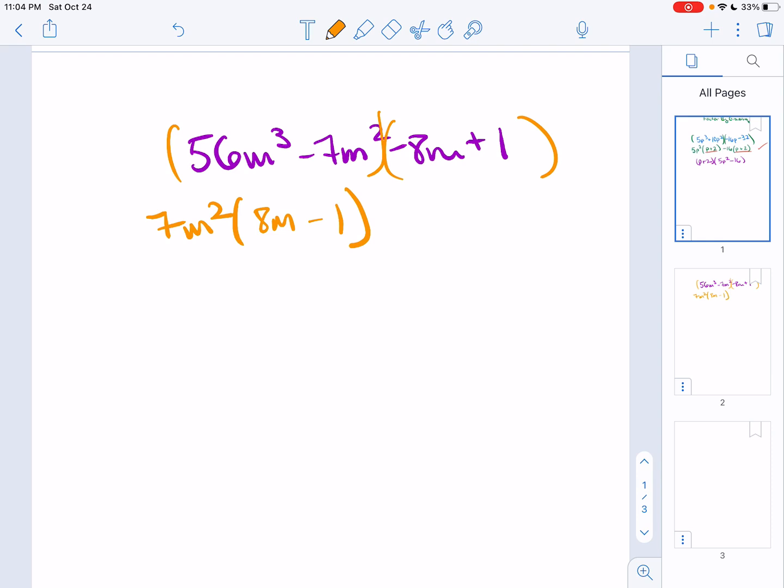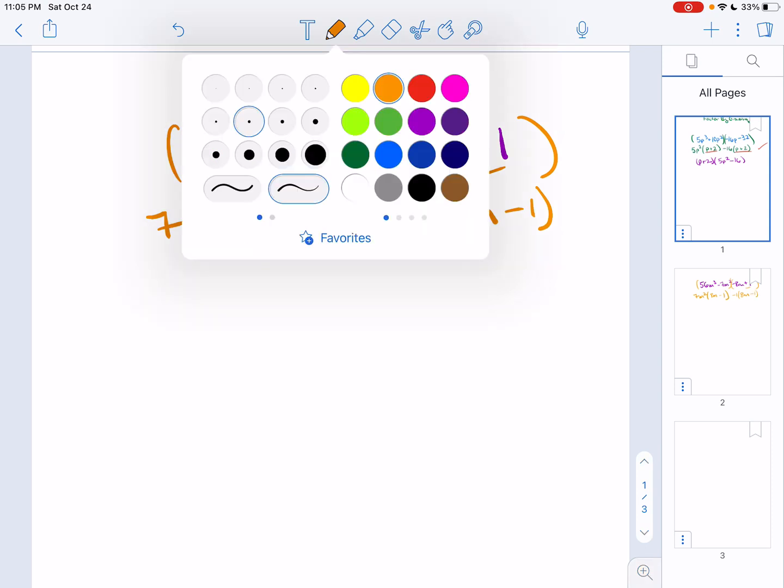And now, on the right side, at this point, it's kind of hard to see what our greatest common factor is. But we have to kind of cheat a little bit and say, okay, well, we wanted to say 8m minus 1, so we did it right. So how would we be able to do that? Well, we need this positive 1 here to be a negative 1 for that to work. So the only way for that to happen is for us to take out a negative 1 from the entire thing. Because if we do that, this negative 8m will change to 8m, and this positive 1 will change to a negative 1. So now, we're done.